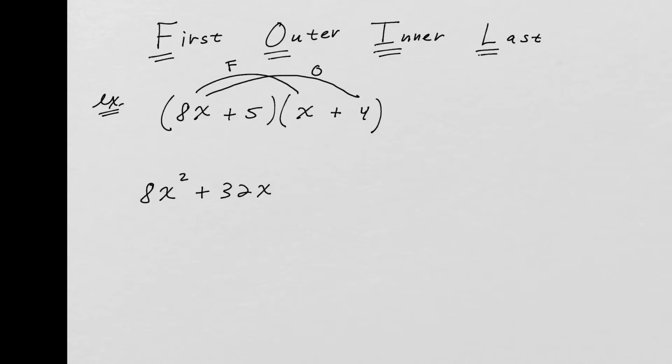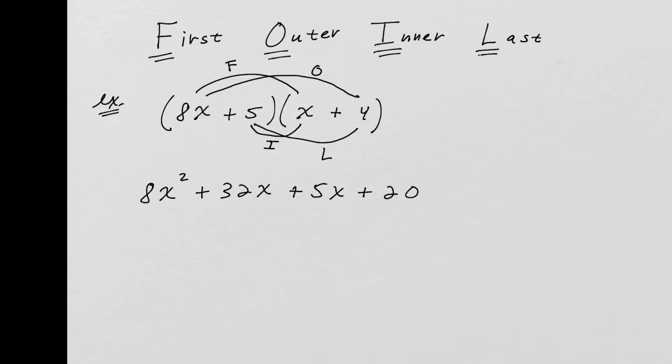Inner means I multiply the inside term, the term closest to the center in the first polynomial, which is the 5, times the term in the second polynomial that's closest to the center, which is the x. So this is what I mean by inner. And what's 5 times x? It's just 5x. And then last means I multiply the last term in the first polynomial times the last term in the second polynomial. So 5 times 4 is 20.